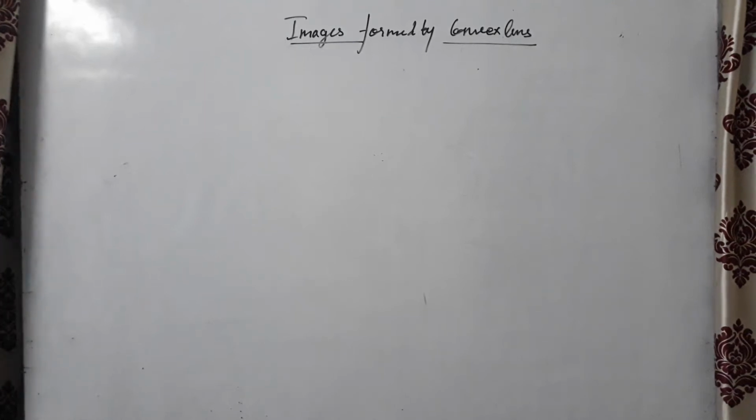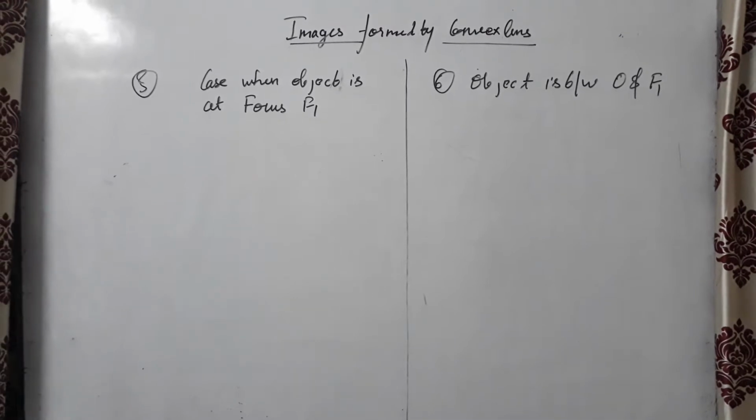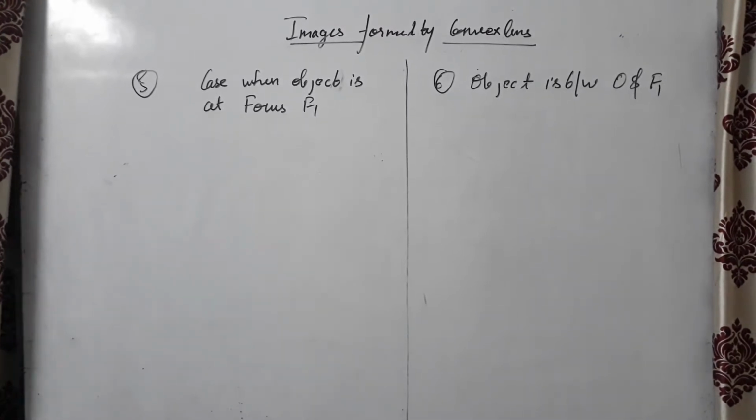Now we were left with the last two rules of image formation by the convex lens. Two cases are left, and we will be discussing them in this video. In the last two diagrams, we will do the case when the object is at focus F1, and the case when the object is between the optical center and F1.